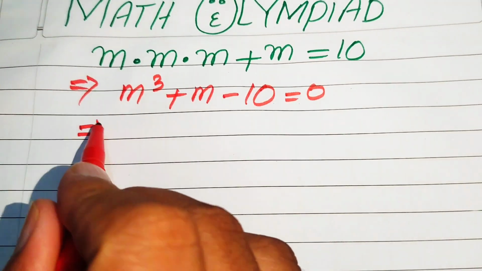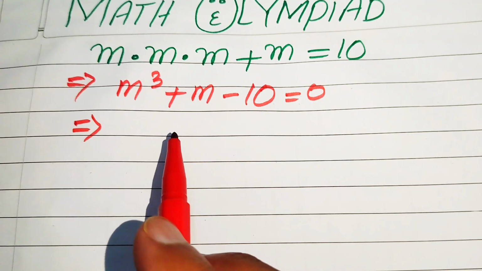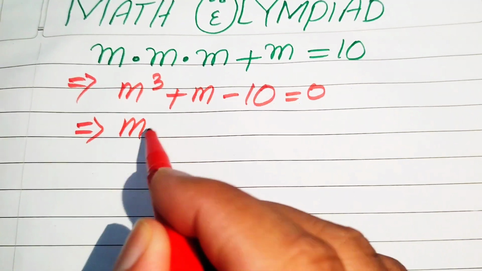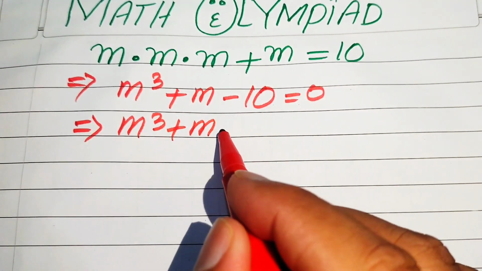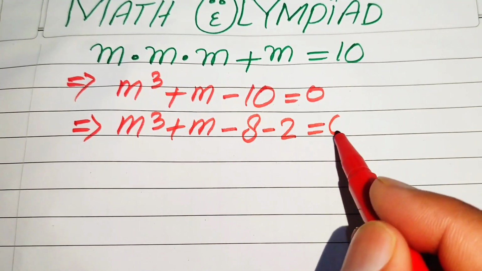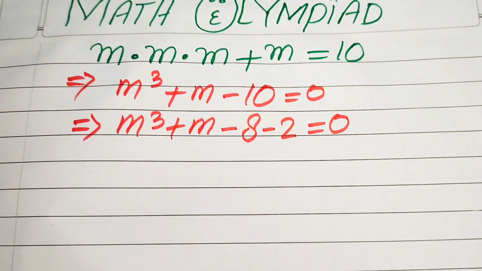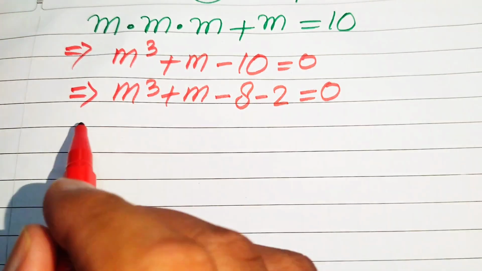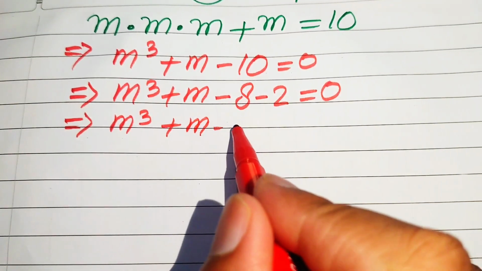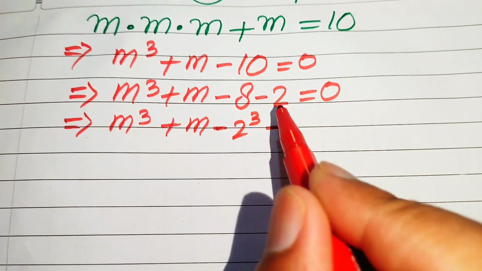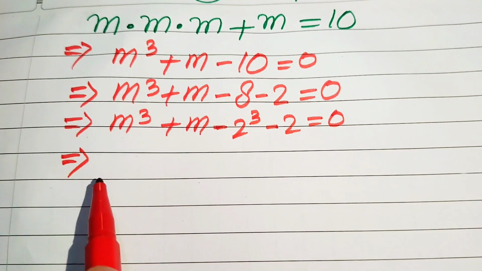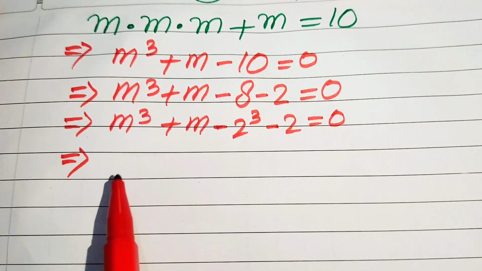And now in the next step, it becomes a nice cubic equation, so now we solve this cubic equation. First we break this minus 10 and write m cubed plus m minus 8 minus 2, and this whole equation equals 0. Here we make the prime factors of 8, and we know that 8 is written as 2 to the power of 3, and this is minus 2, and this whole equation equals 0.